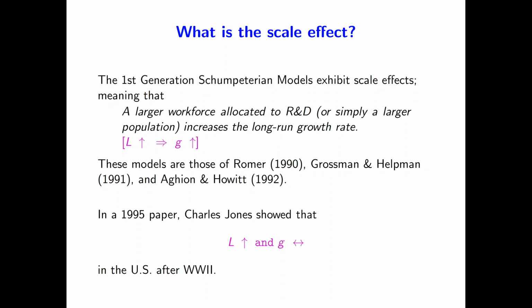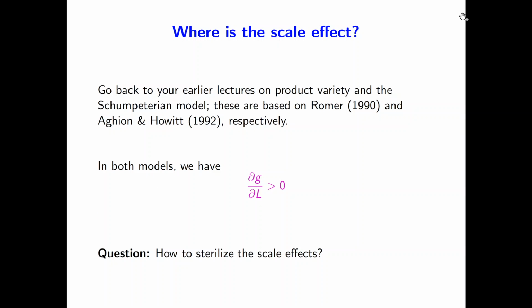So in the first generation Schumpeterian models in the literature, again in the early 90s, we've seen that. So where is the scale effect in our models that we discussed in the earlier lecture? If you look at the product variety and the Schumpeterian models that we discussed in earlier lectures, in both models, the partial derivative of g, the long-run growth rate, with respect to L, basically population or the labor employed in the final goods sector, is positive, meaning that there is a scale effect in the model.